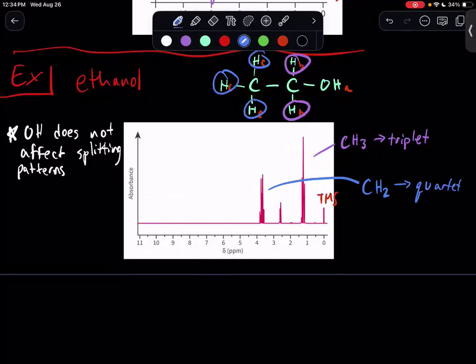And then lastly, we have our OH. OH right here is just going to have a singlet because it is not part of this. It does not affect splitting patterns, so it itself is not going to be affected by splitting patterns either. So with that, this makes it one of those very weird examples, but you should start trying to expose yourself to as many examples of HNMR so you can start figuring it out.